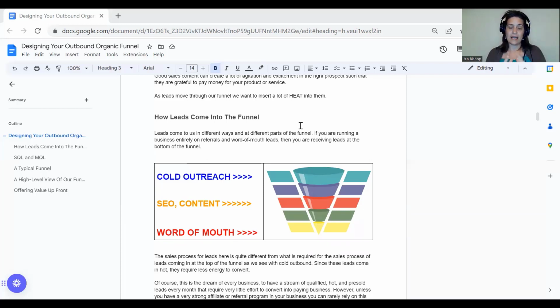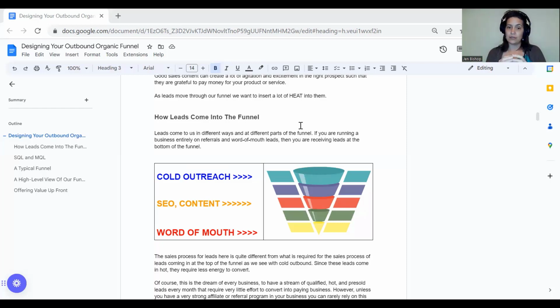So let's look at how leads come into the funnel. Leads come in different ways in different parts of the funnel. They can come in at the top, and that's cold. They can come in at the middle, and they can come in warm, and they can come in at the bottom, and they can come in really hot.